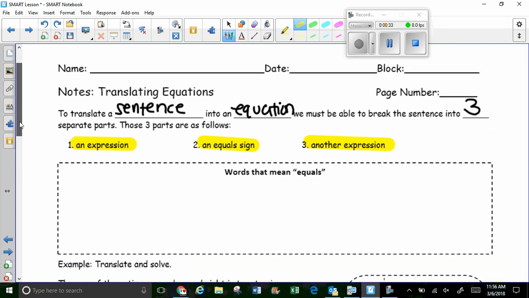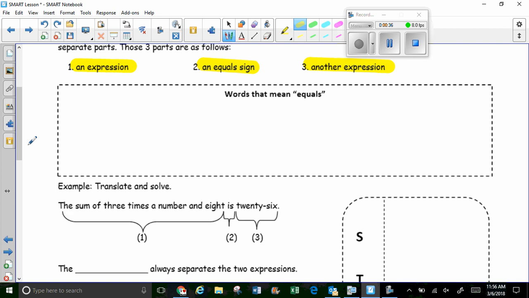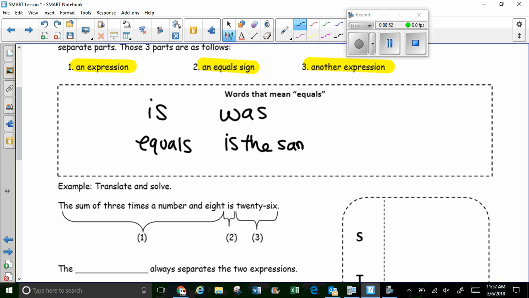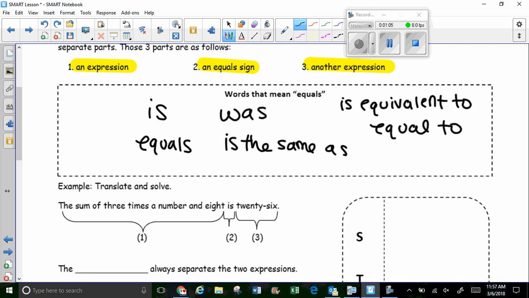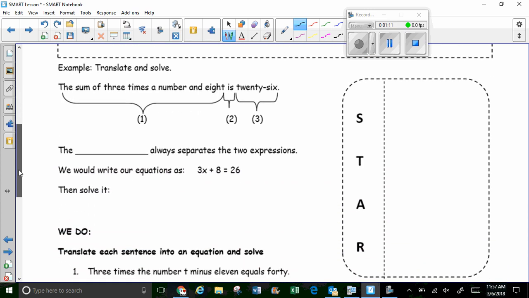So keep in mind some words that mean equals. So maybe you can think of some on your own right now. So we have is, we have equals, we have was, past tense of is, the same as, is equivalent to, and of course, equal to. So just get down those words that mean equals and look out for those as we're translating.